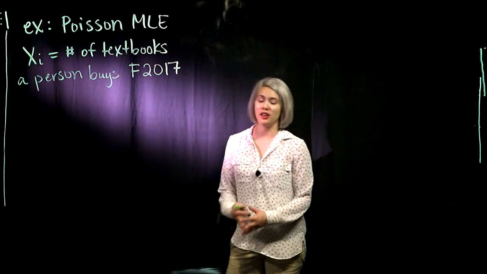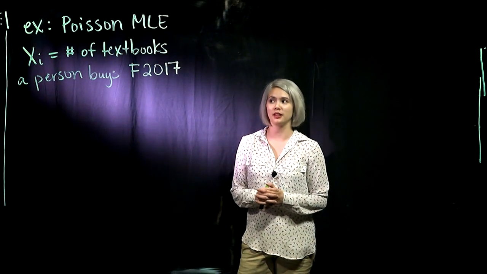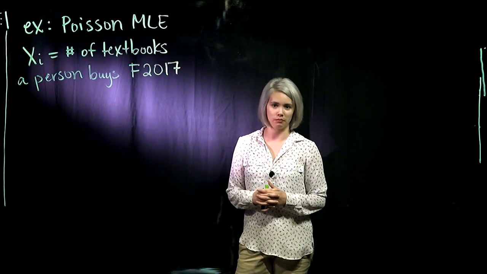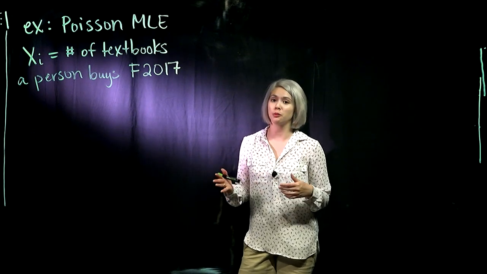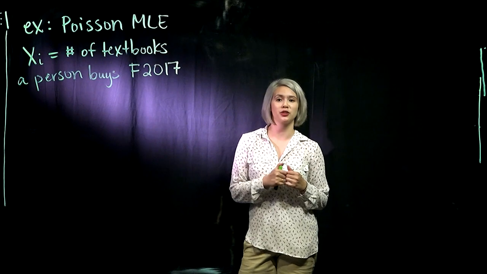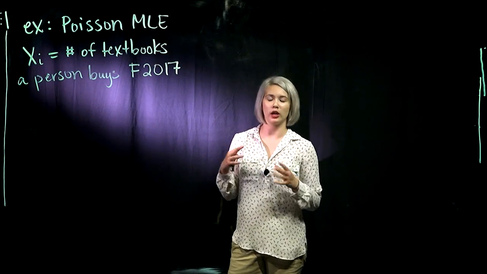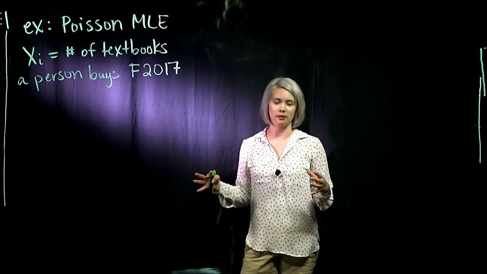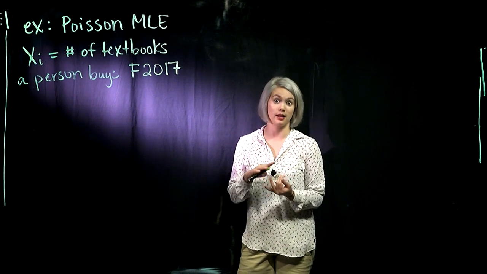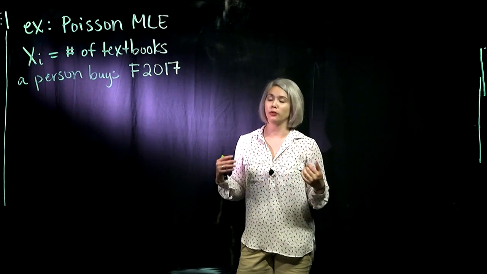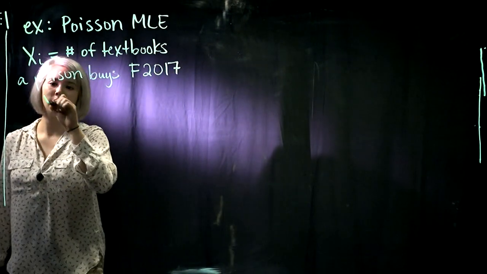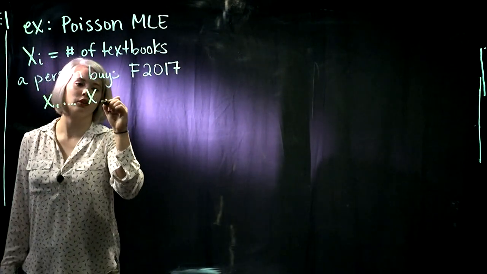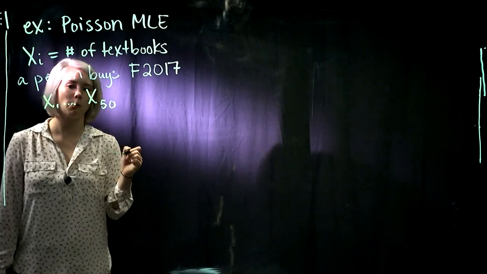Now let's do a maximum likelihood estimator example with the Poisson distribution. So we need a Poisson random variable, so maybe that's something like the number of textbooks that a person buys for fall semester 2017. Okay, so you go out, you get a random sample, in other words, independent, identically distributed. You get a random sample of maybe 50 students. So we have X1 through X50.